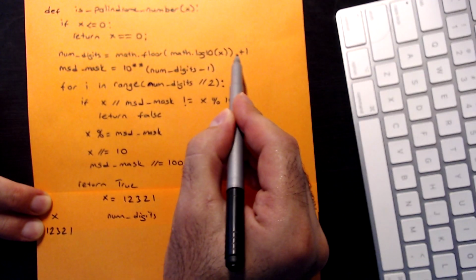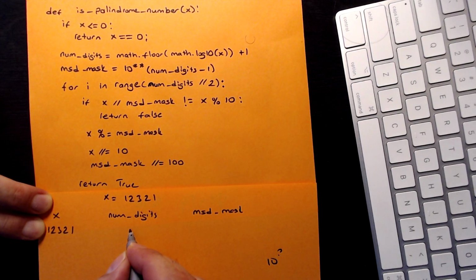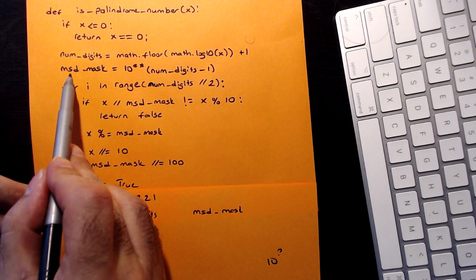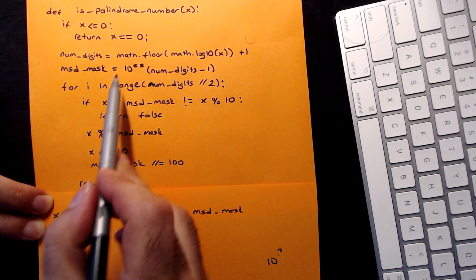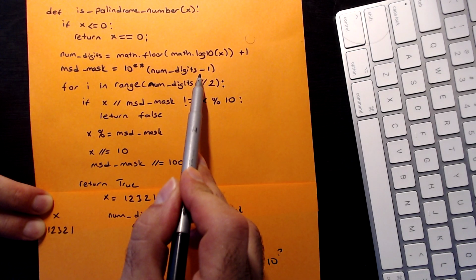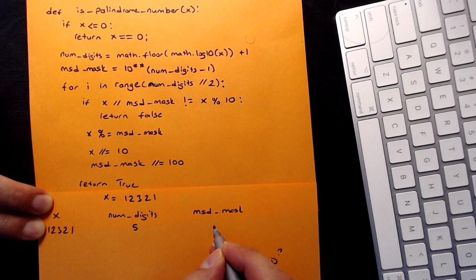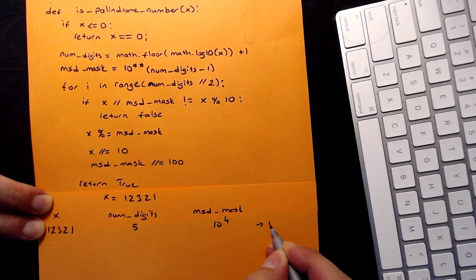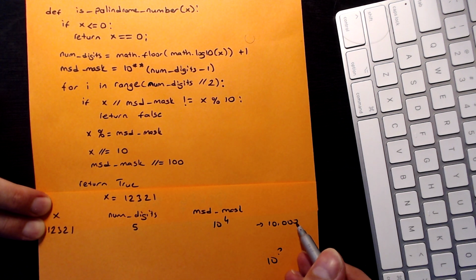That's going to return 4 plus 1, which is 5. Number of digits in our case is going to be 5. Most significant digit mask is going to be 10 to the number of digits minus 1. That's going to be 10 to the 4th power, which we can just write here, 10,000. So our most significant digit mask is 10,000.